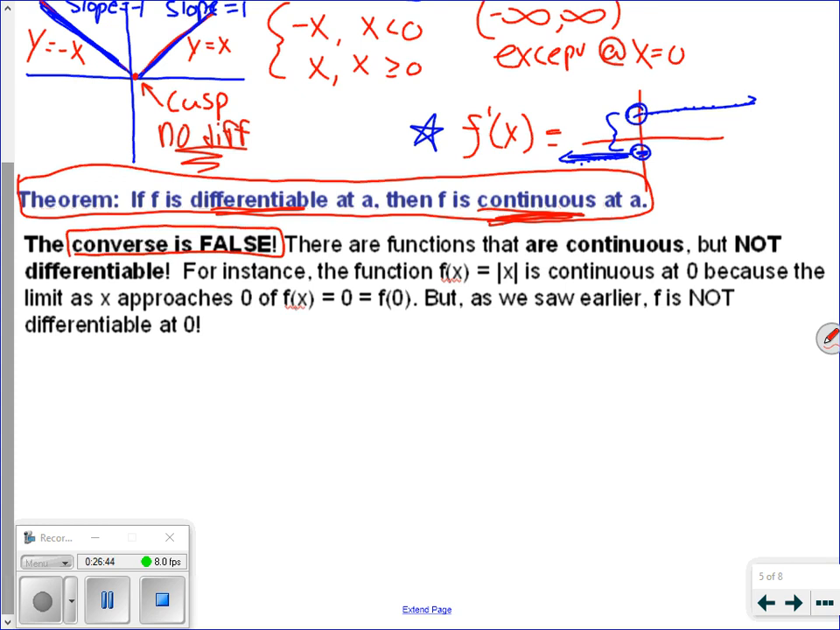There are functions that are continuous but not differentiable. For instance, the one we just looked at. This function is continuous for every single value of x, but it's not differentiable for every single value of x. We saw that at 0 we had a cusp, a sharp turn. So that's a pretty good example there.